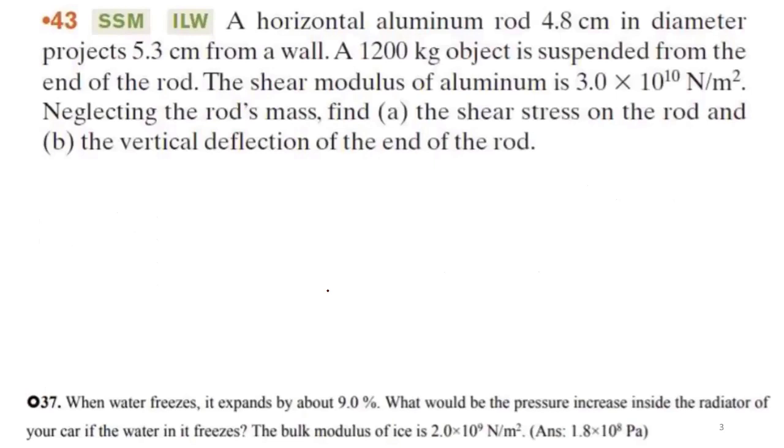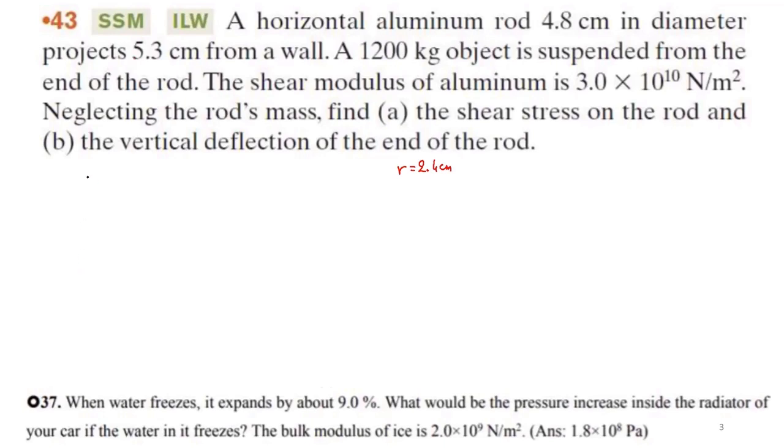Let me go to the second problem here. So in this second problem, what do I have? I have a horizontal aluminum rod, and I give you the diameter of the rod. The diameter is 4.8, so that means the radius is 2.4 centimeters. So it projects 5.3 centimeters from the wall.